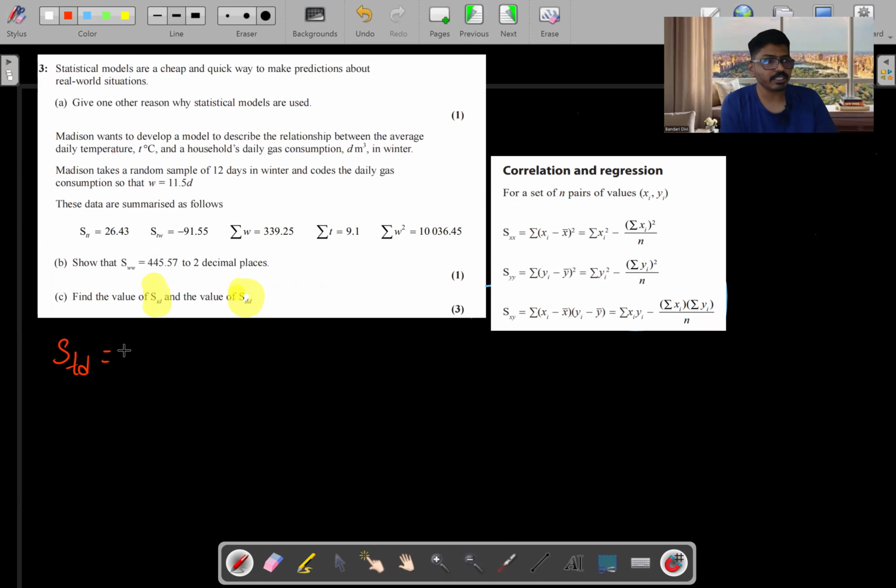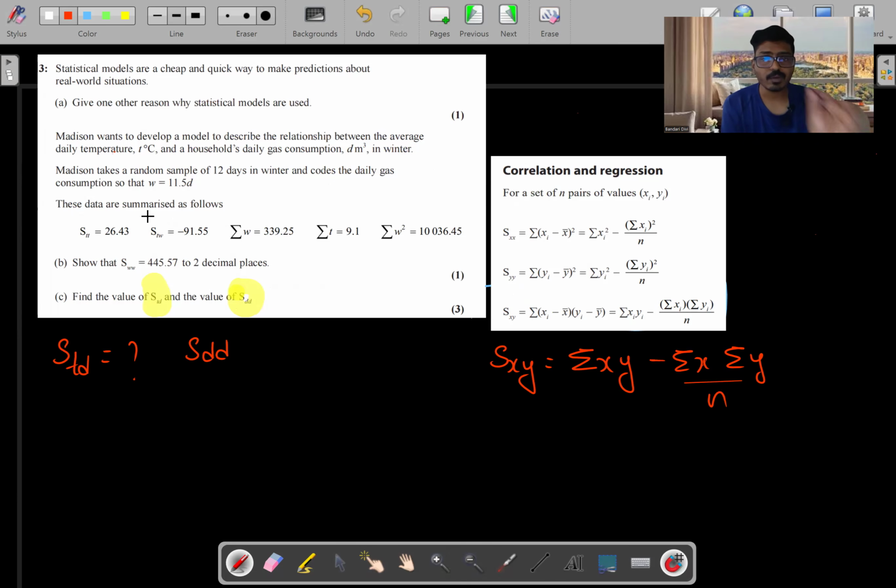So what will be the equation in this case? STD and STW. First we have to find STD and also we need to calculate SDD. From this, we have SXY is equivalent to what? Sigma of XY minus sigma of X, sigma of Y upon N.